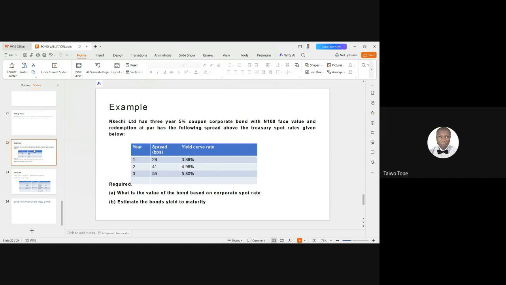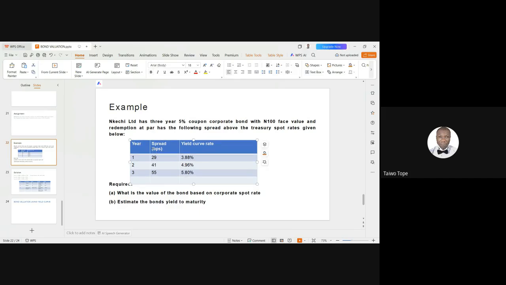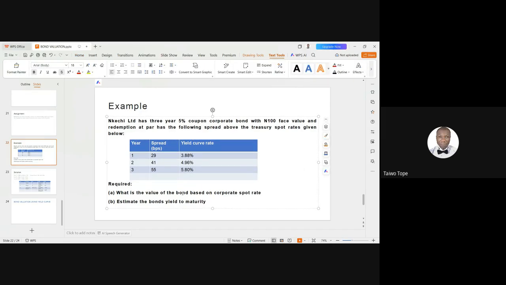Now, when you see a question on bond valuation, don't allow it to scare you. They will always come, but it's what you can solve. And that is why we are bringing up all this so that we get used to it, and be fine when we see them in the exams.